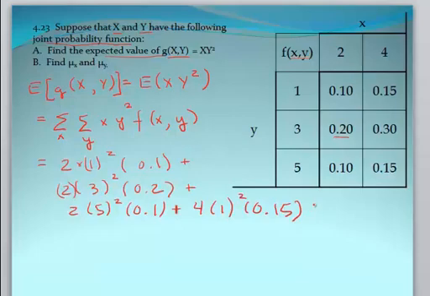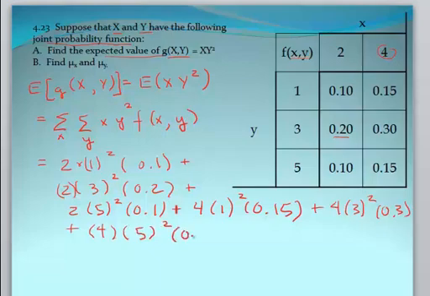I think you can see the pattern here. 4 times 3 squared times 0.3. And last but not least, we've got 4 times 5 squared times 0.15. And that is all equal to 35.2. And that is the value we've been looking for.